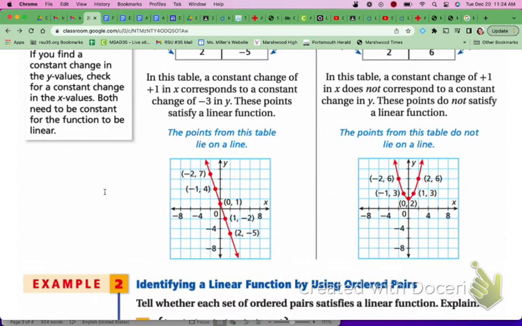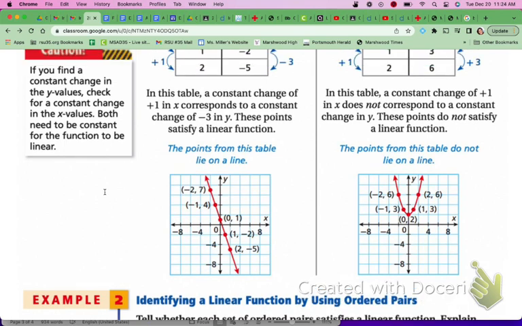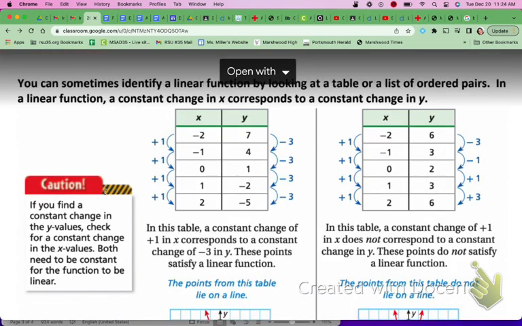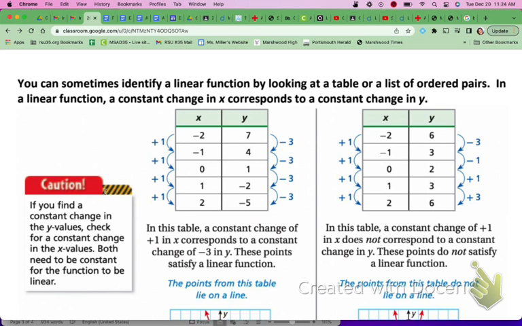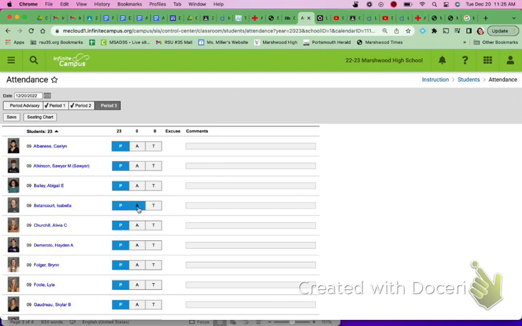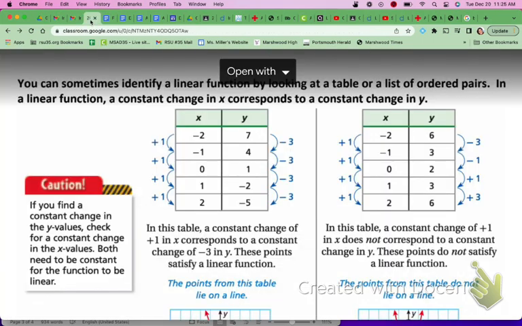Okay? Let's look at one that doesn't work out that way. Over here in this table, notice I have a constant change of +1 happening on my x's, but then what's happening on my y's? Well, 6 to 3, it's minus, it's all over the place. So -3, -1, +1, +3. So that would not be linear. If I were to graph it, you can see how it would make a U shape, which is quadratic.